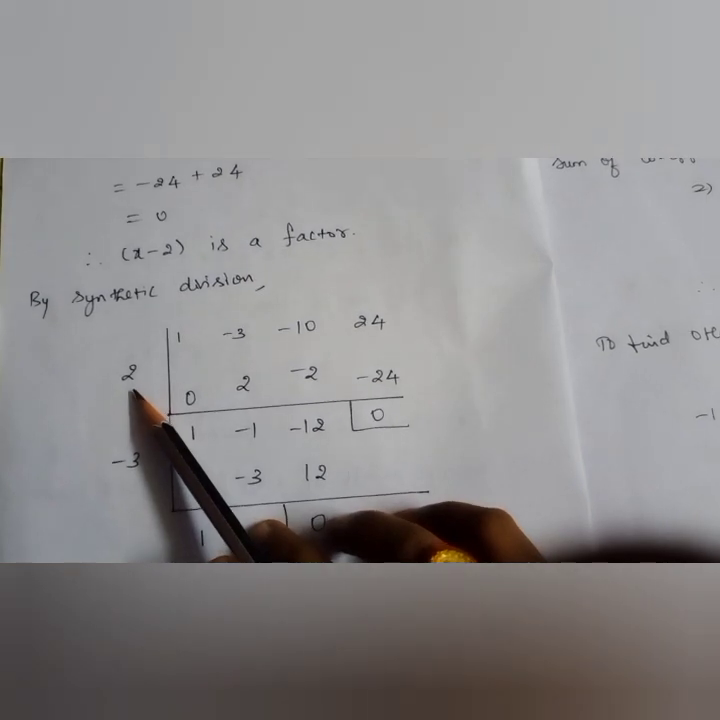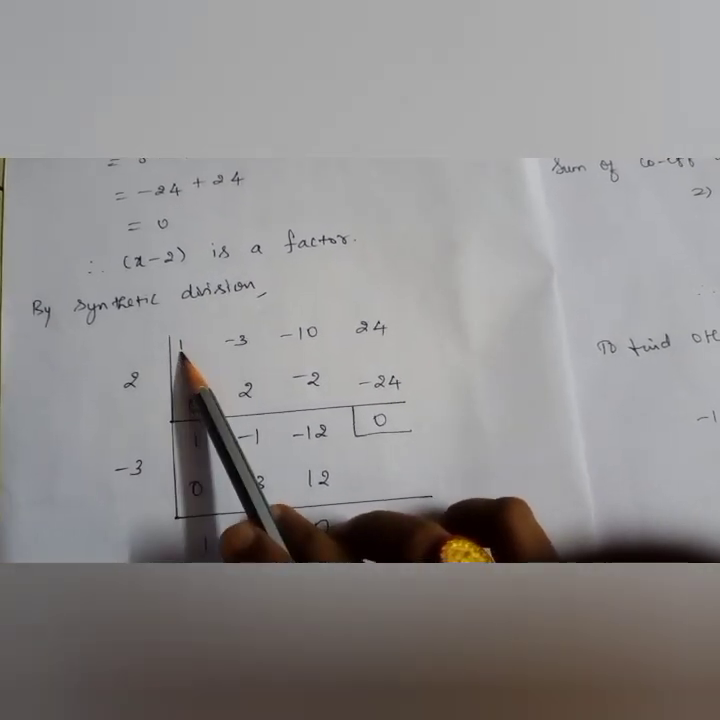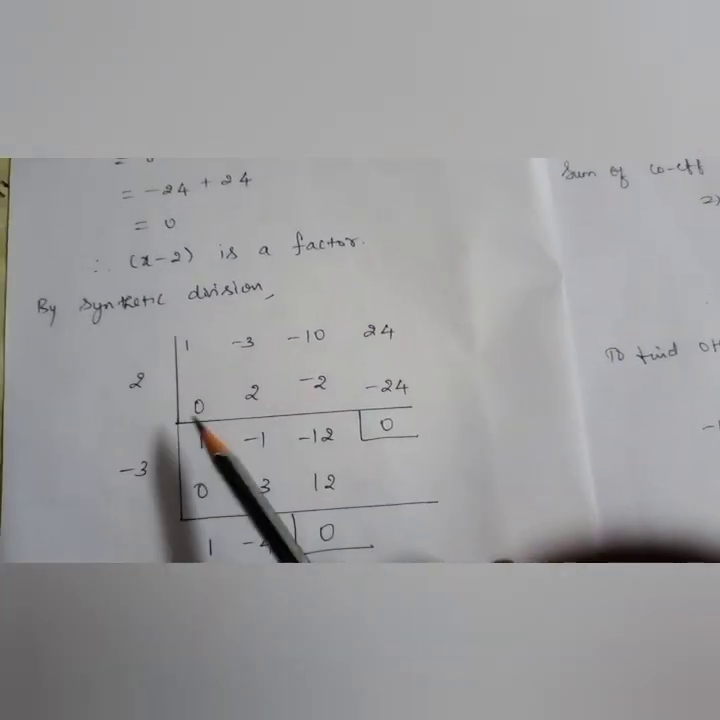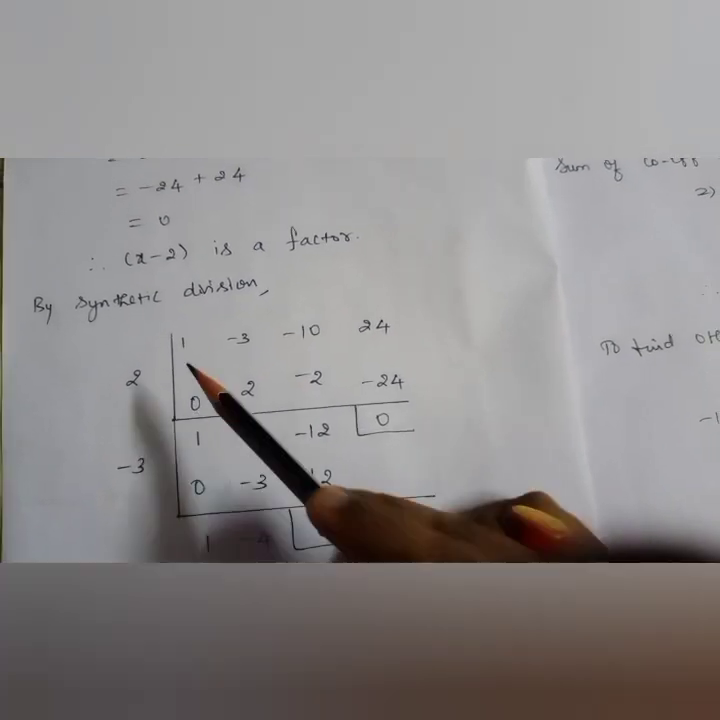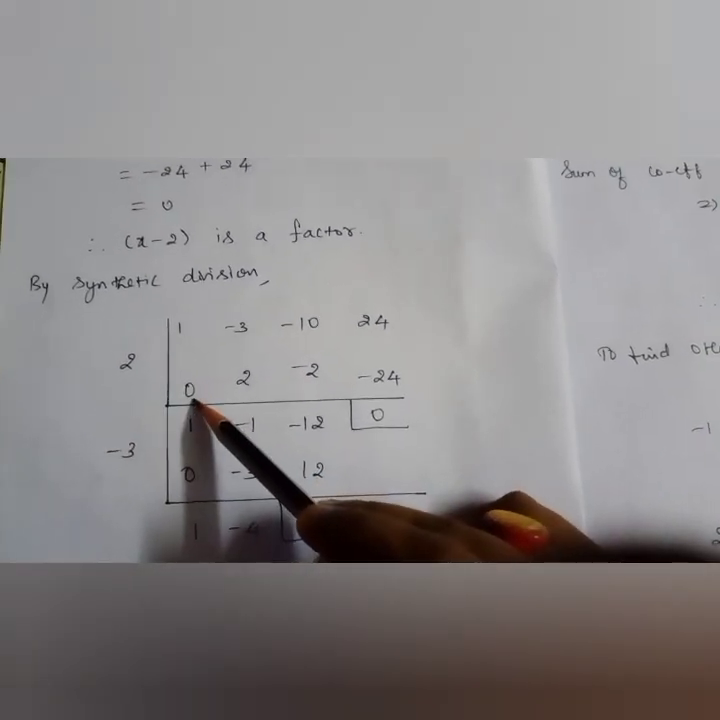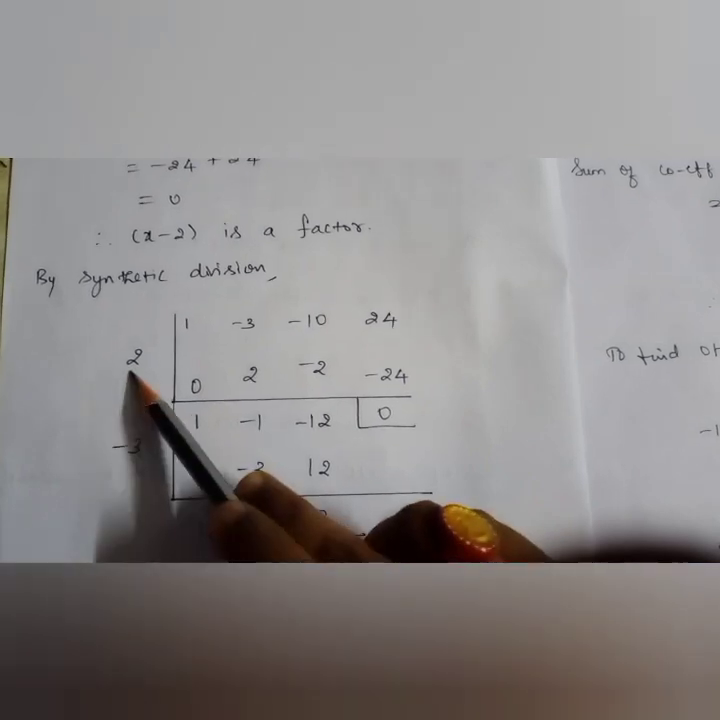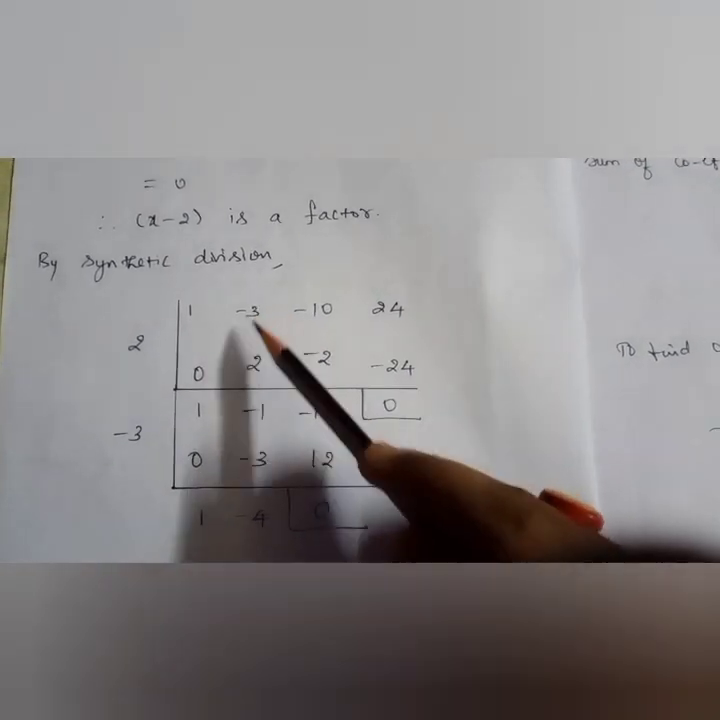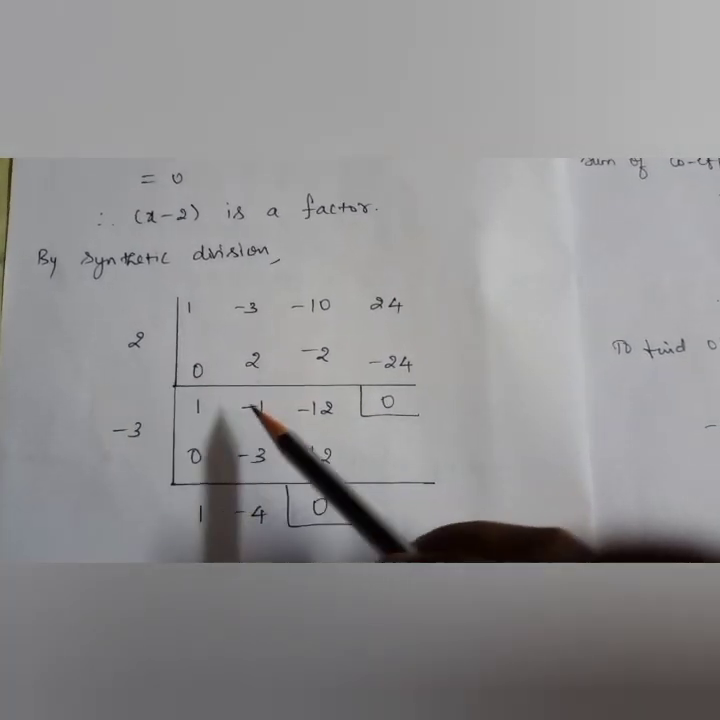So 2 is the divisor, then I will write the coefficients 1, minus 3, minus 10, 24 and then 0. First to start off, we will make it 0, right? So 1 plus 0 is 1, 2 into 1 is 2. Then minus 3 plus 2 is minus 1, and 2 into minus 1 is minus 2.